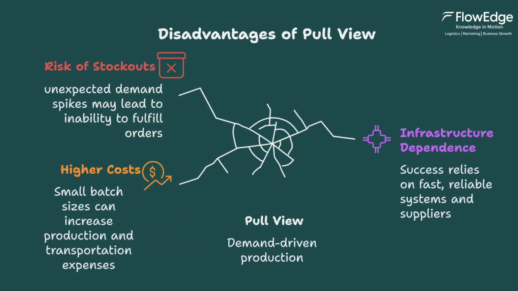But like the push view, the pull view also has its limitations. One challenge is higher production or transportation cost. Small batch sizes can be less efficient and more expensive. Another risk is stockouts. If demand spikes unexpectedly, companies may not be able to fulfill orders quickly. Lastly, the pull model depends heavily on infrastructure. Its success requires fast, reliable systems and suppliers.